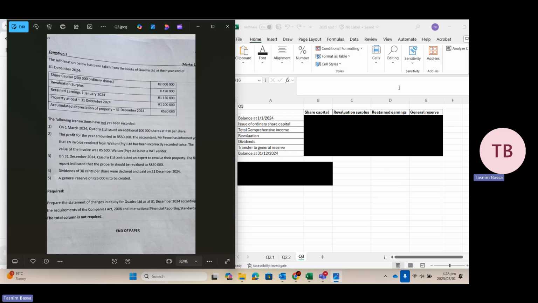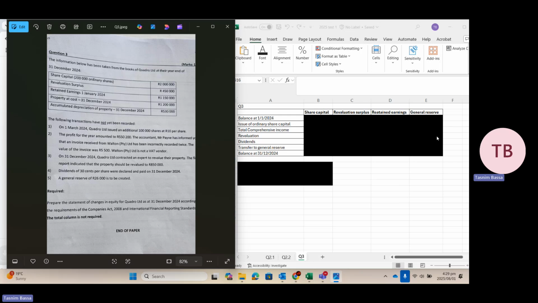So this is the template that you would use. You will not be given the template in your test or your assignment or the exams. You would need to know the template. What goes in these columns on the left-hand side is basically according to the question. It's not hard and fast because it depends on what transactions your question has.